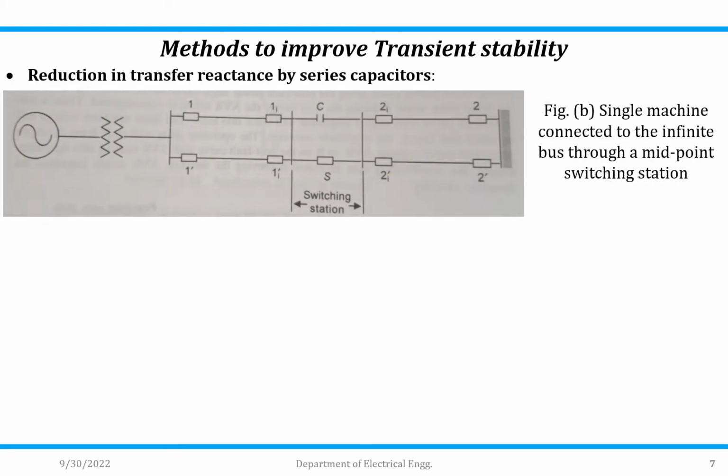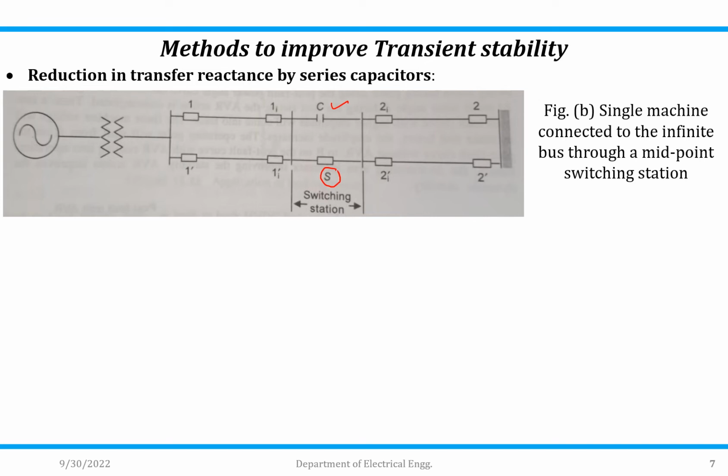Now let us consider a single machine which is connected to the infinite bus through a midpoint switching station. Here the circuit breaker S, which is shunted by the capacitor C, is used in the switching station. Under normal condition, this switch S will remain closed and the capacitor does not come into the picture, as it is shorted by S. But with the fault occurring on the same section at the same location, the fault power angle curve remains unchanged.